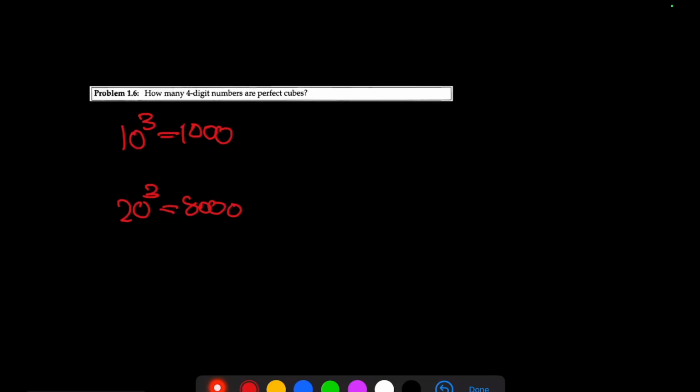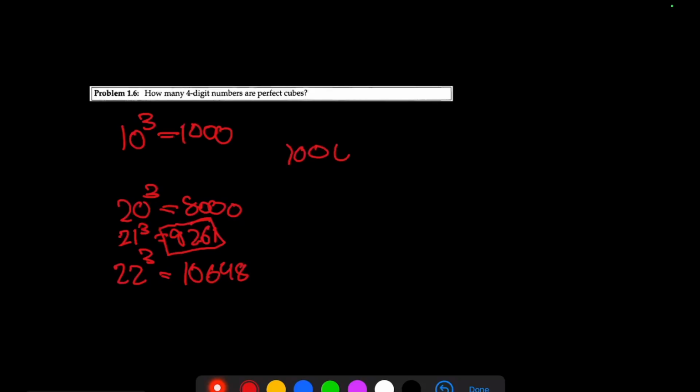Maybe go up a little bit. Can't be that much. So 22 cubed is 10,648 if you compute it. And so it has to be between these two. So you get 21 cubed, which is 9261. And therefore, 9261 would be our biggest number in the list. So our list would look like 1,000, whatever cubes come after that, up to 9261.